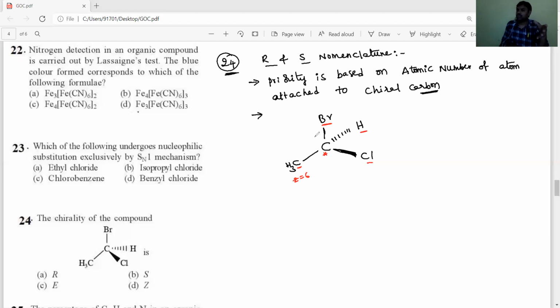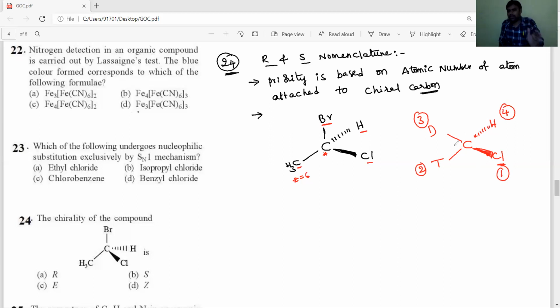For example, they have given isotopes, which means you have to consider mass. For example, H, D (deuterium), T (tritium), and chlorine, like that they gave. In this case, how do you identify the RS nomenclature? Among these, chlorine has the highest mass, so it is first. Next is deuterium, and tritium has more mass, so it is second, then third, and it is fourth, and the fourth priority group is on the backside only.